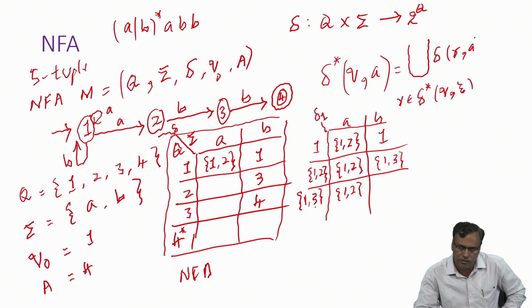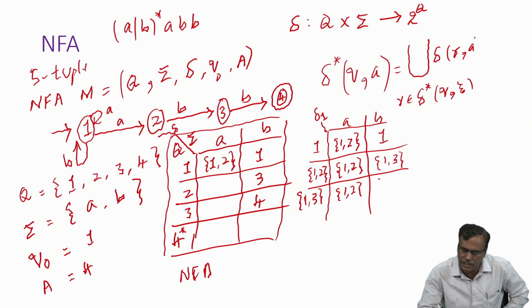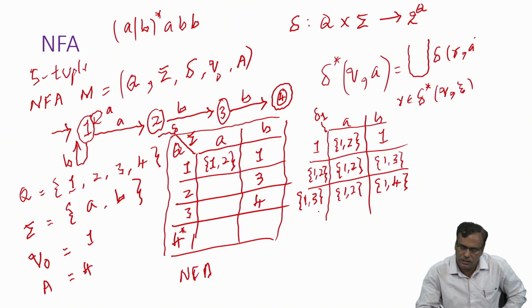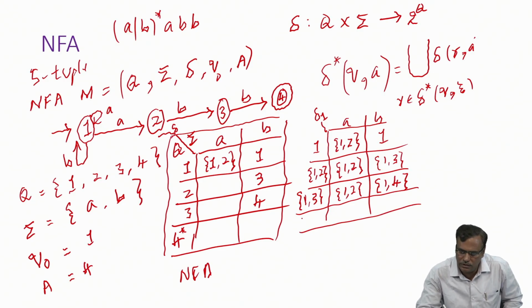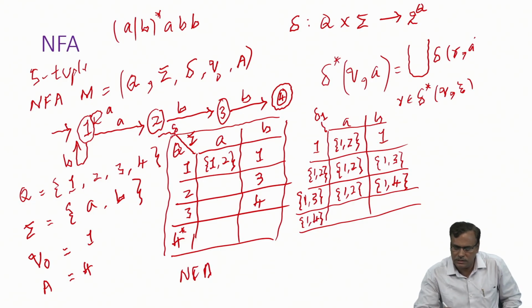And then 1, 3 on B is what? 1 on B is 1, 3 on B is 4. Therefore, you are going to get it as what? 1, 4. Yeah. Now you have this 1, 4. This is a new state which did not occur earlier. Therefore, I need to define the transition for this set, that is 1, 4.